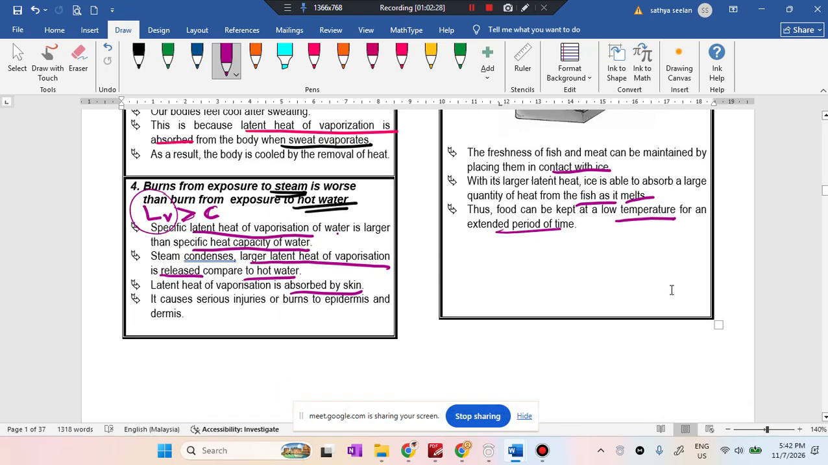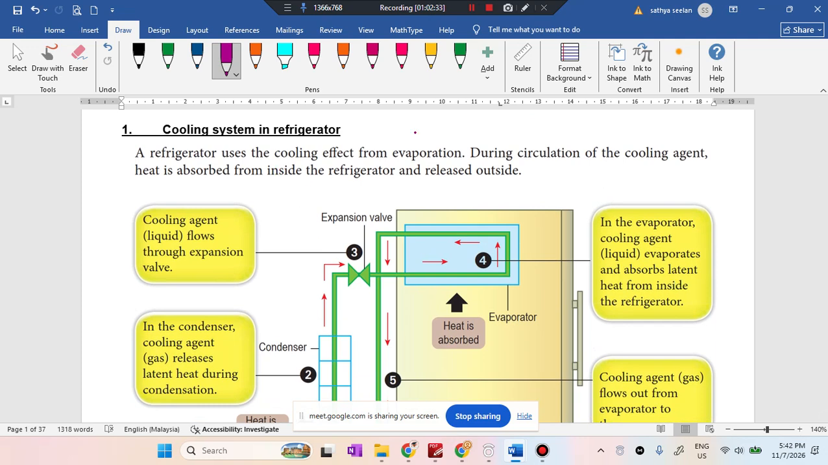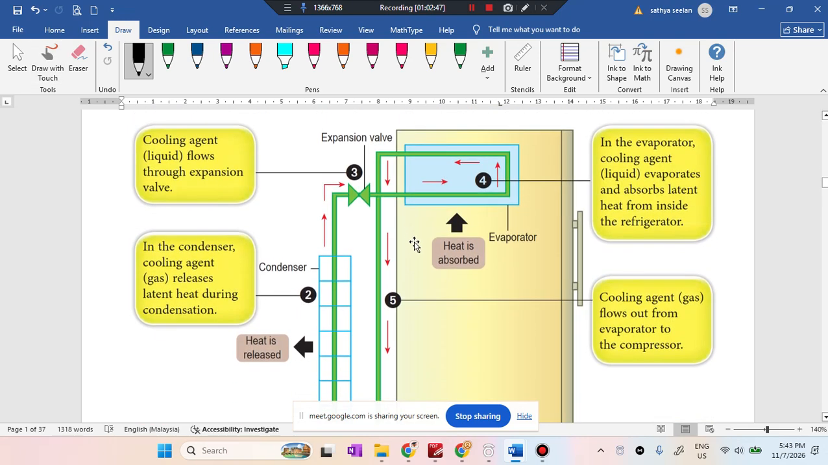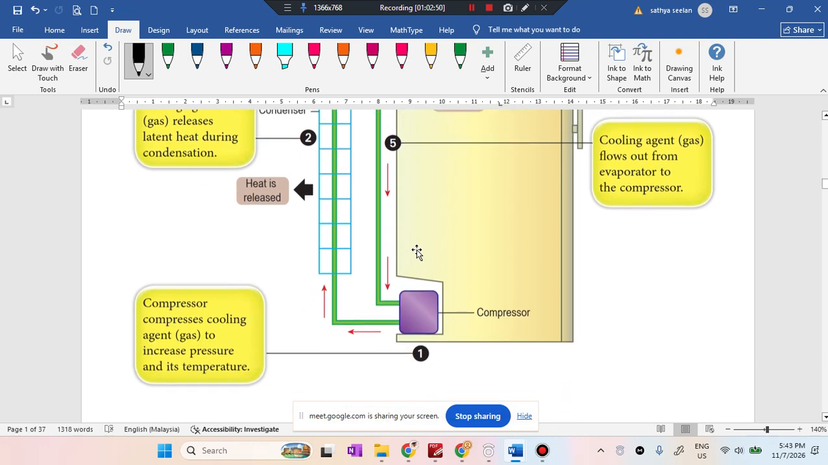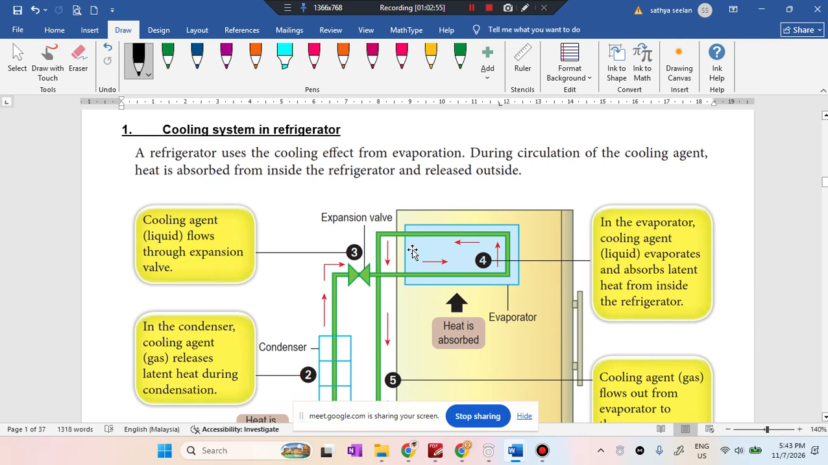Okay, number 1. This is our ice box, the refrigerator. Okay, refrigerator. At the bottom there is a compressor. I'm going to tell you one by one. You should know this, because sometimes trial questions have it. They give a modified refrigerator. For a refrigerator, you must know it is 4.3.